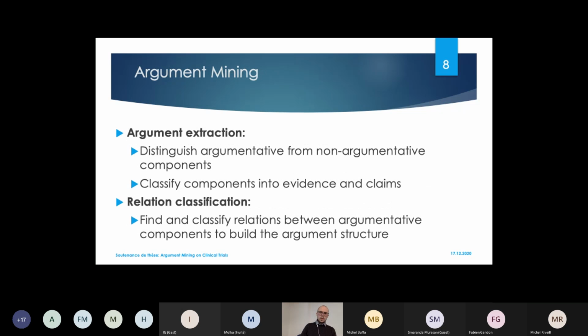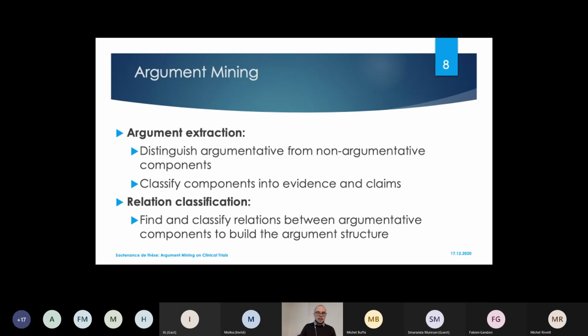So to give you a quick overview of argument mining, in general it consists of the extraction of arguments, which means you distinguish between argumentative and non-argumentative components in the text. And then you further classify the argumentative components into evidence and claims. And subsequently, you try to find the relations between those components to build the argument structure. And this is a supervised machine learning task. And for this, you need training data.